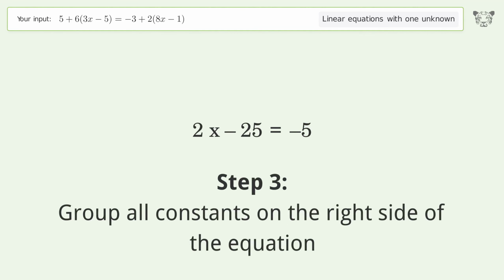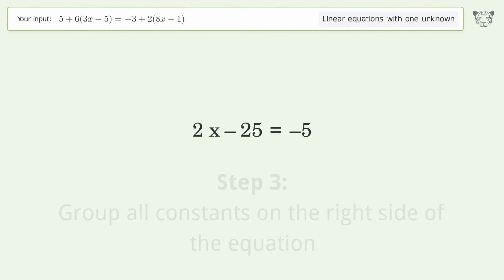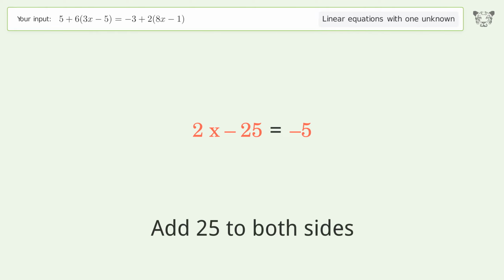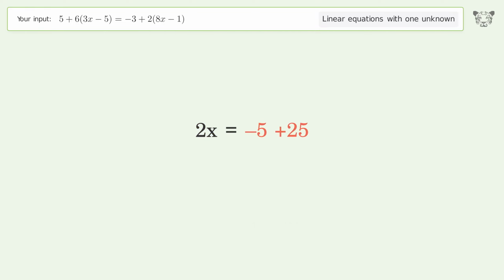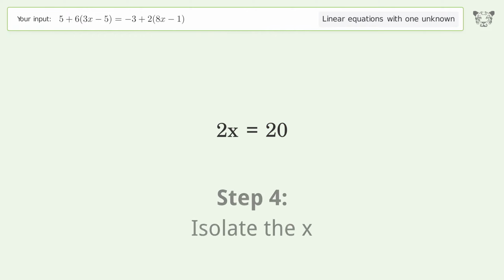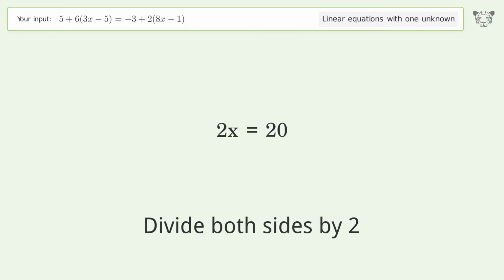Group all constants on the right side of the equation. Add 25 to both sides. Simplify the arithmetic. Isolate the x. Divide both sides by 2.